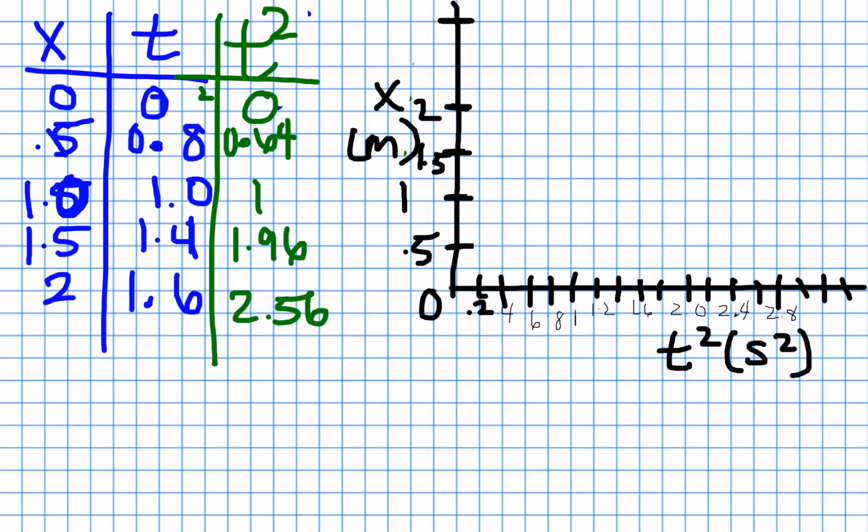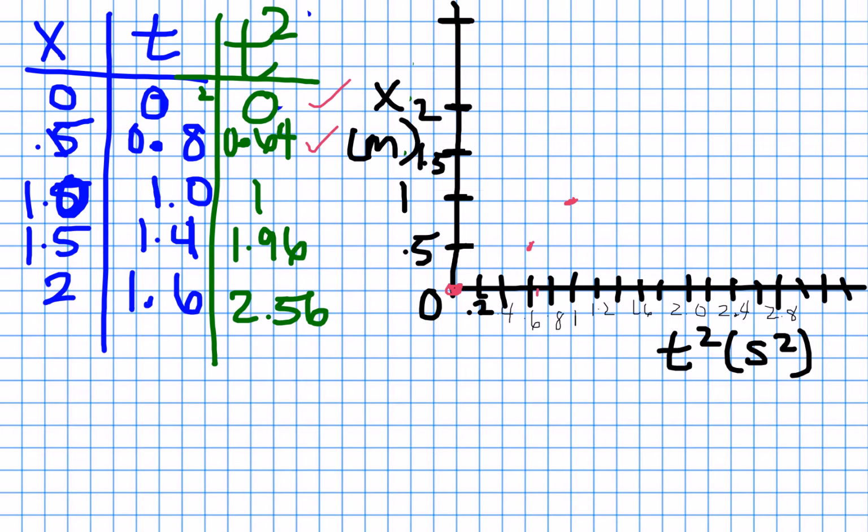Alright, so now I need to plot them. So my first point is 0, 0, and I'm going to plot in a different color to hopefully make it easier to see. My first point is 0, 0. My next point is 0.64. So it's not quite 7, which would be in the middle, so it's closer to the 6, and it's at 0.5. Alright, then we want to do at 1, it's 1, which is nice and convenient.